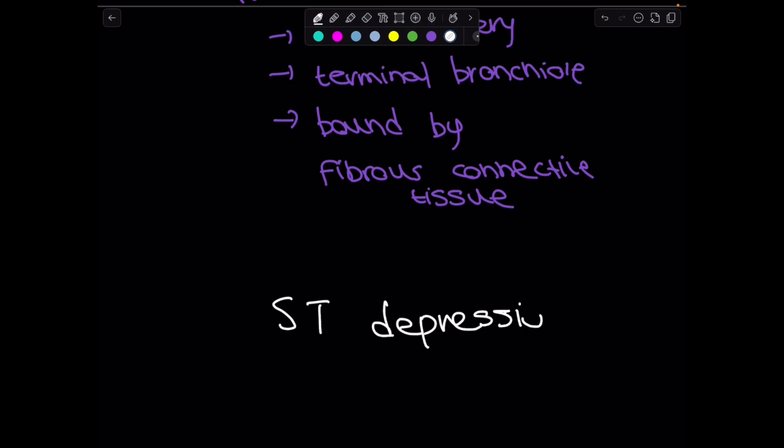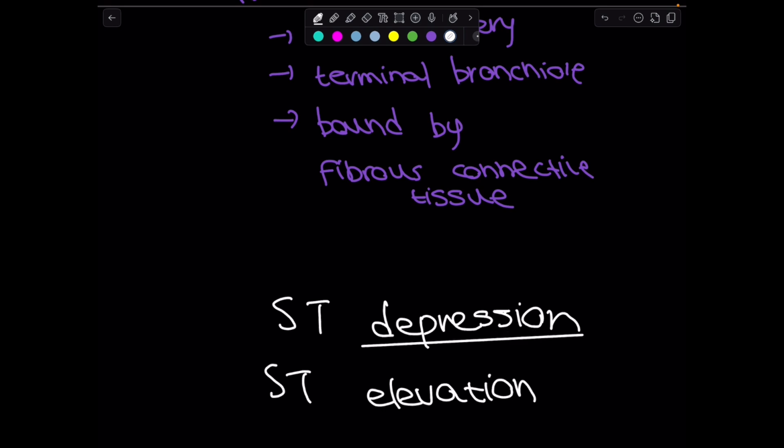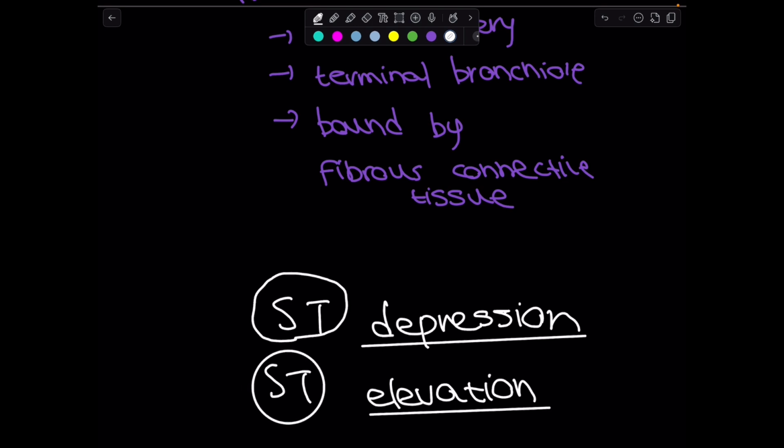ST elevation in STEMI occurs on an ECG when a completely blocked coronary artery causes full-thickness heart muscle ischemia, creating strong injury currents that raise the ST segment above the baseline, indicating a severe heart attack needing urgent reperfusion. ST depression seen in unstable angina, or NSTEMI, reflects partial coronary blockage causing subendocardial ischemia, producing weaker electrical shifts that lower the ST segment below the baseline, signaling less severe but still serious heart stress. Want a quiz on ECG signs or explore treatments?